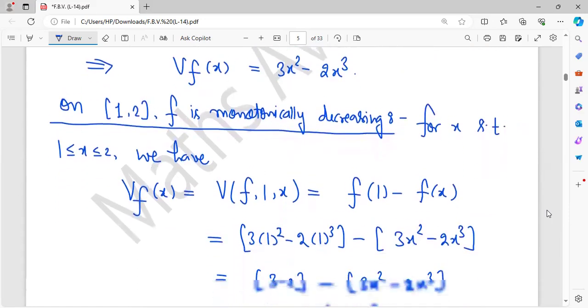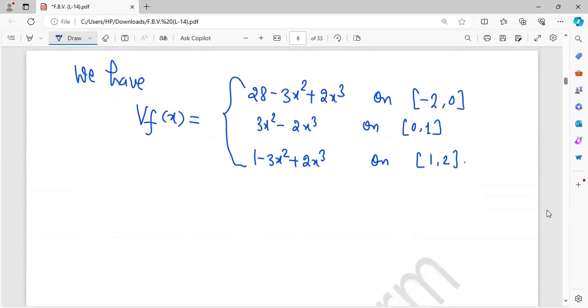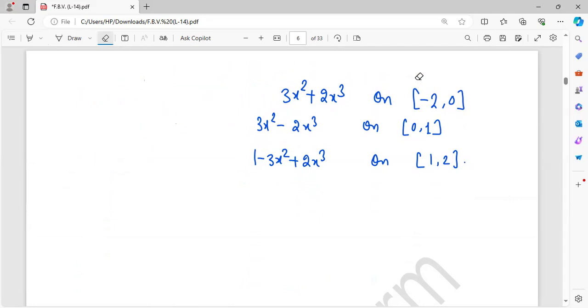So one, I made a mistake here. So let me correct it. I am writing it again. Up to this it is correct. One thing I forgot. Okay, here. So let me correct it here.